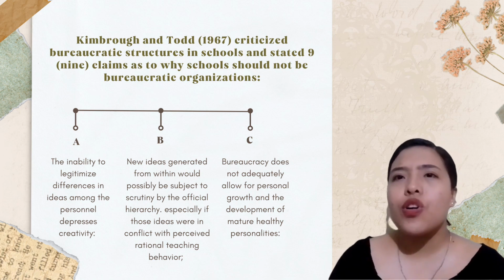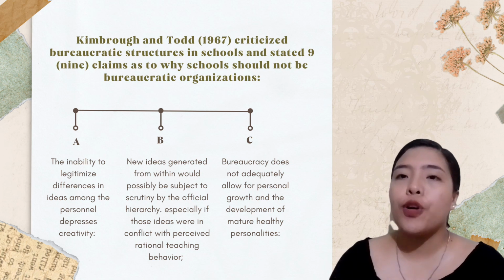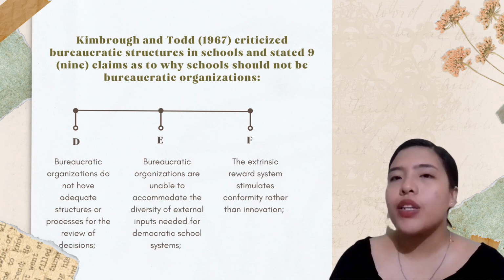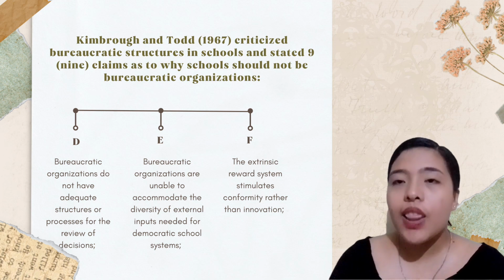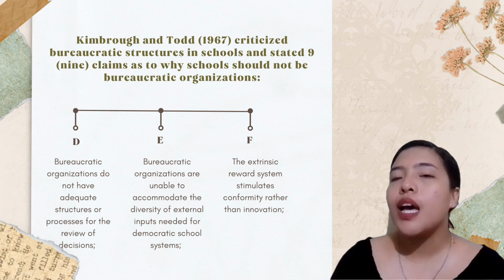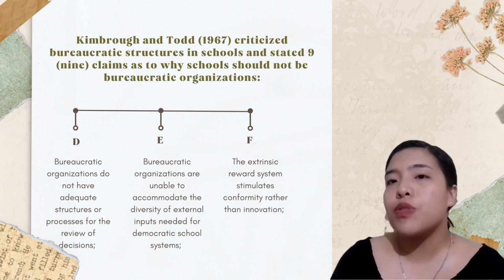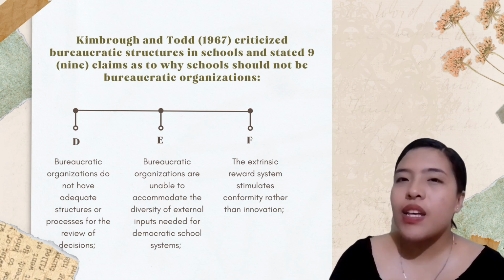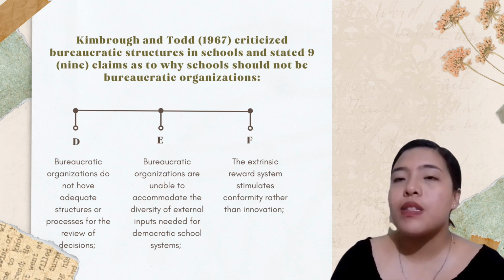Letter C, bureaucracy does not adequately allow for personal growth and the development of mature, healthy personalities. Letter D, bureaucratic organizations do not have adequate structures or processes for the review of decisions. Letter E, bureaucratic organizations are unable to accommodate the diversity of external inputs needed for democratic school systems. Letter F, the extrinsic reward system stimulates conformity rather than innovation.